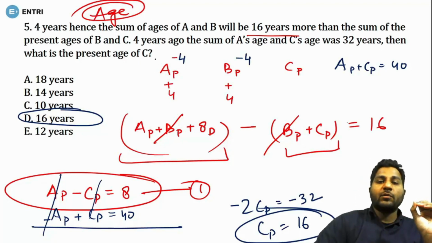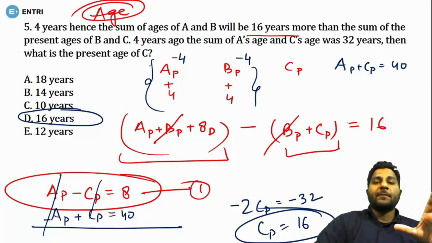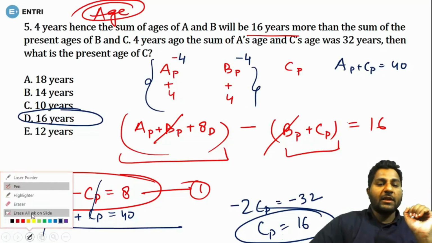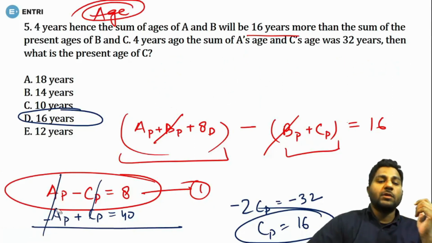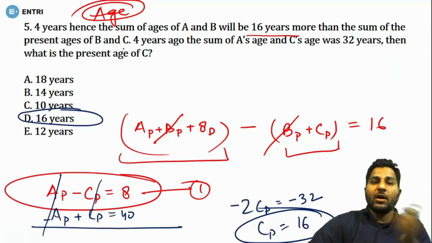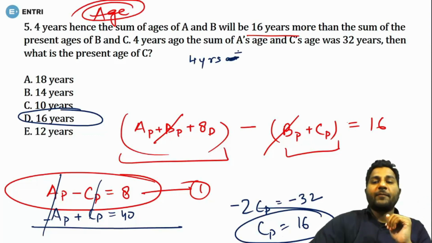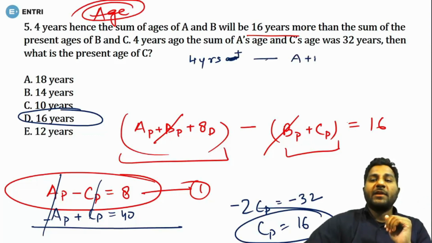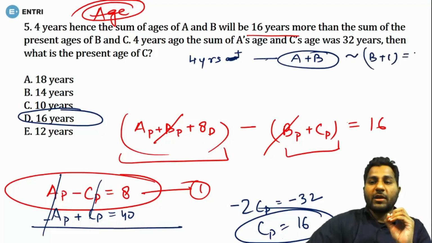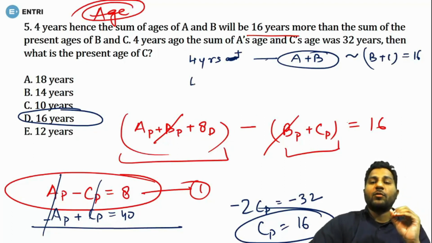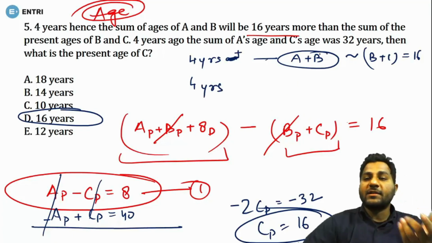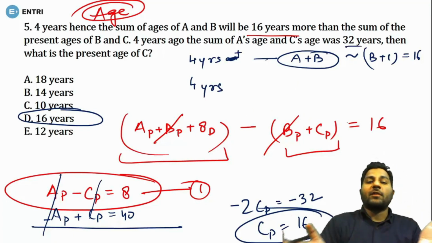You don't have to write all these data. Just remember one thing. Let me give you a clear glimpse so you have an idea. You will say that it's a lengthy process, but it is not. Look at this: 4 years hence, the age of A and B is 16 years more than B and C's present age. That means we have to make an equation and we can make it easily. And 4 years ago the sum is also given, so we will make two equations and solve it efficiently.